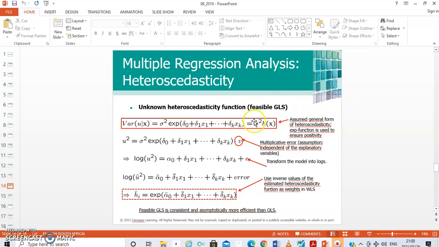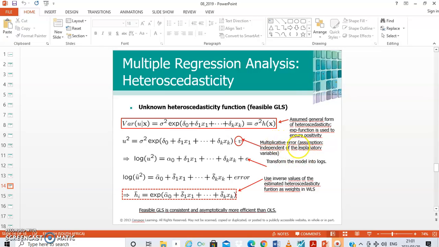If we take this form, if for example the error variance term, or the heteroscedasticity, takes an exponential functional form, usually they will do that because they want to ensure that we have positive values. And you can also see that in this case, the error term is multiplicative in the function.